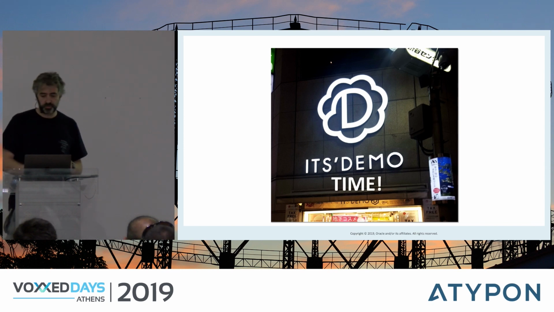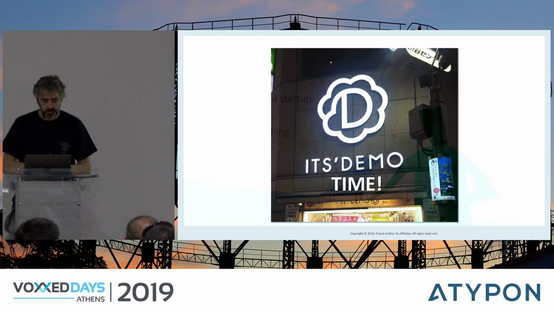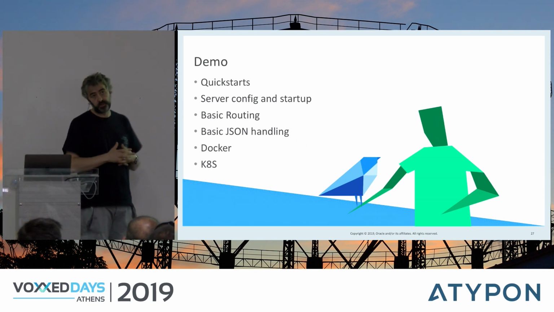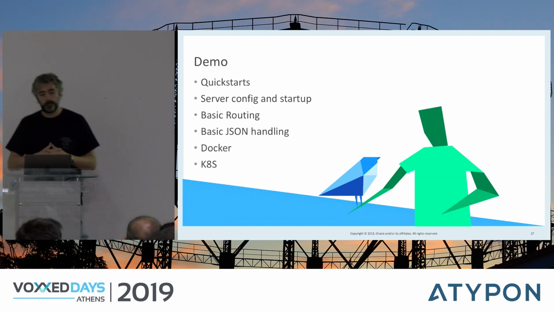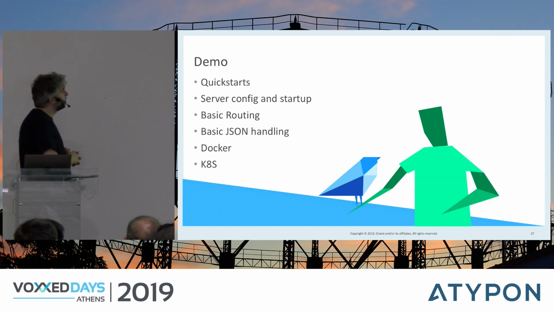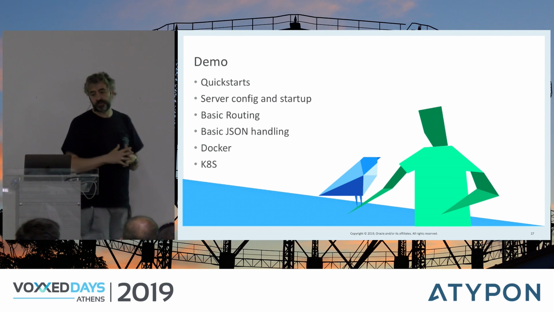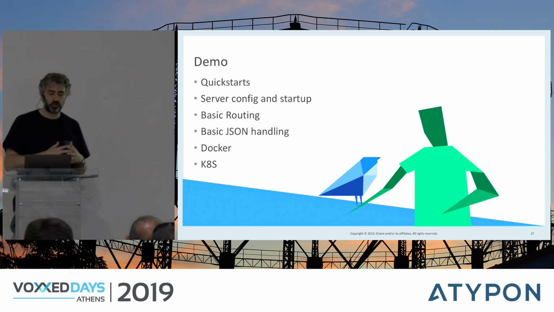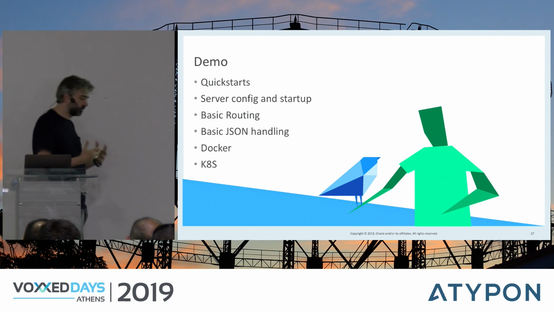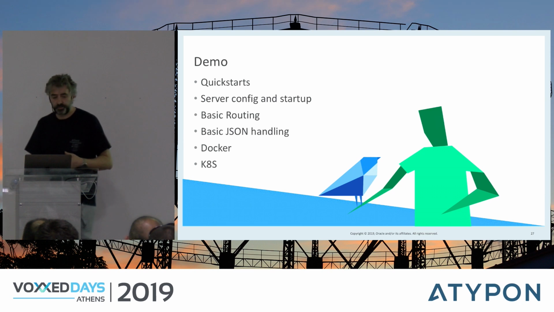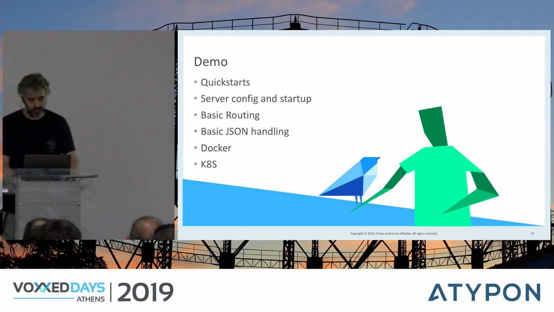So it's demo time. What we're going to see here is how we can bootstrap a Helidon application. We'll discuss routing and how it works, and configuration. If we have time, we'll look at JSON support, and then we'll also look a little bit at the cloud support, so basically how you can turn your microservices into Docker containers, and how you can improve things on that front.